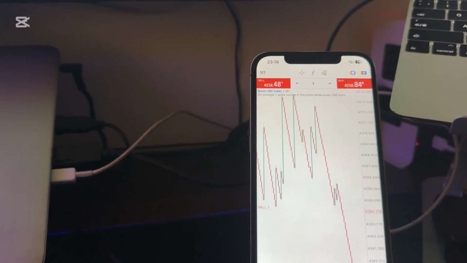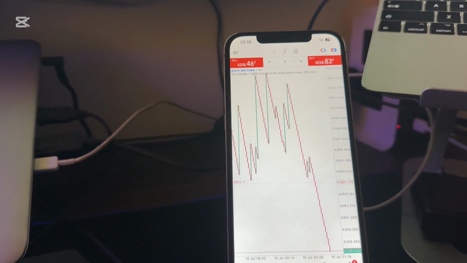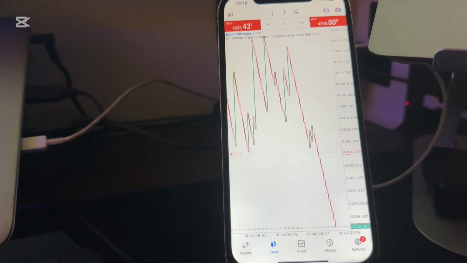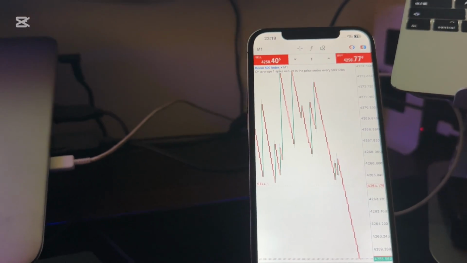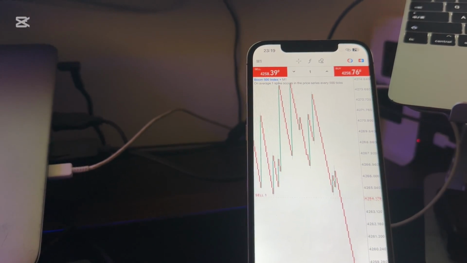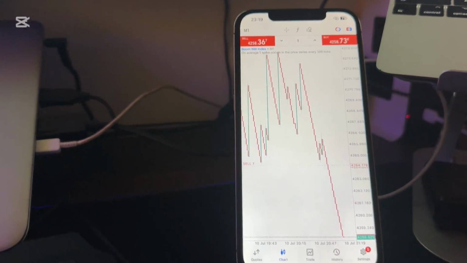Here's a quick update on Boom 500, a clean shot we took right there on the sell. As you can see, we are deep in profit right now. We are deep in profit. Just look at how this trade looked.